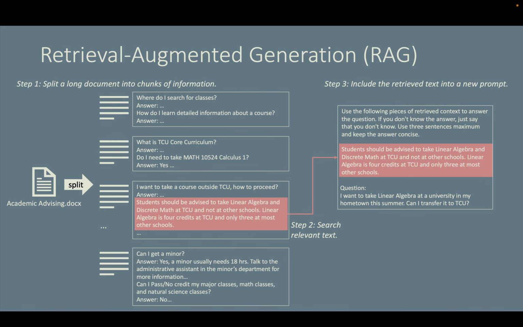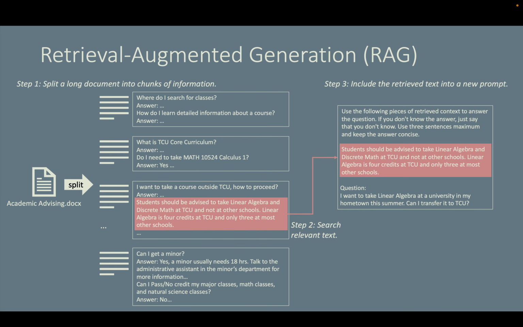Use the following pieces of retrieved context to answer the question. If you don't know the answer, just say that you don't know. Use 3 sentences maximum and keep the answer concise. This instruction is followed by the retrieved context and the original question. This results in a longer prompt because it provides essential context to the model along with the question.